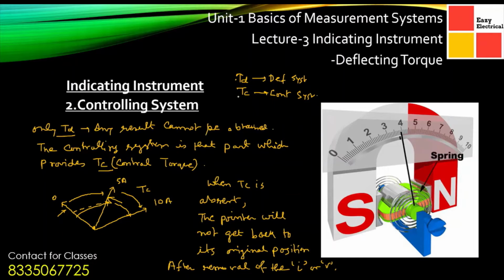Now one more thing will happen, that is the most critical point. Some questions are also asked based on this. When the control torque is not present, the pointer will not get back to the 0 position when we have switched off the supply, that is voltage or current. Suppose in a circuit where we are using an ammeter or a voltmeter, we have switched off the supply, that is we have removed the source, the pointer will not show the 0 reading. The pointer will remain somewhere here, it will not show the 0 reading after removal of the supply.